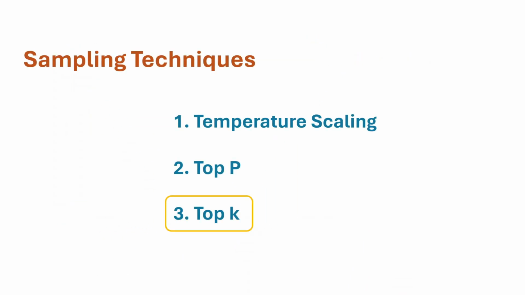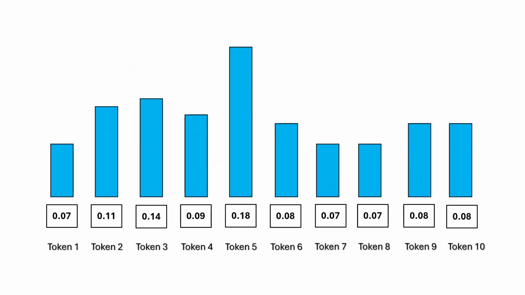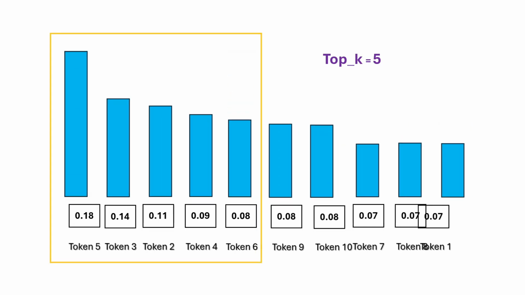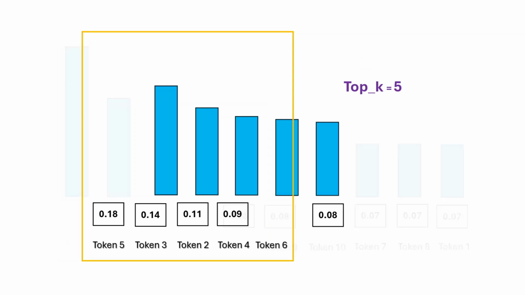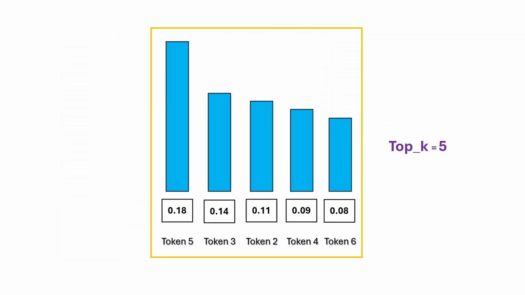Now let's move to the next sampling technique, which is top K. This is even simple. If top K is 5, then first we have to sort tokens based on the probability values. Then we take first top K tokens. In this case, we will take first 5 tokens and we will randomly pick any one token from this distribution. This is how top K sampling works.